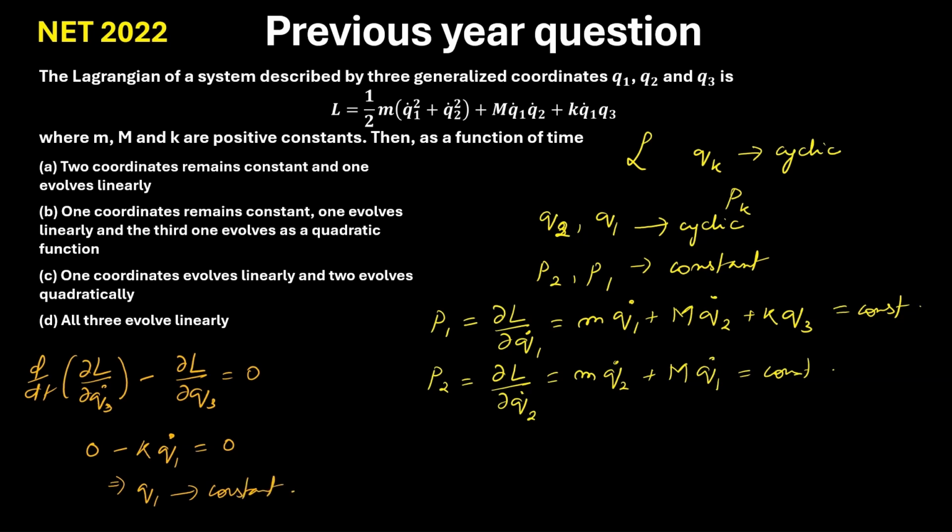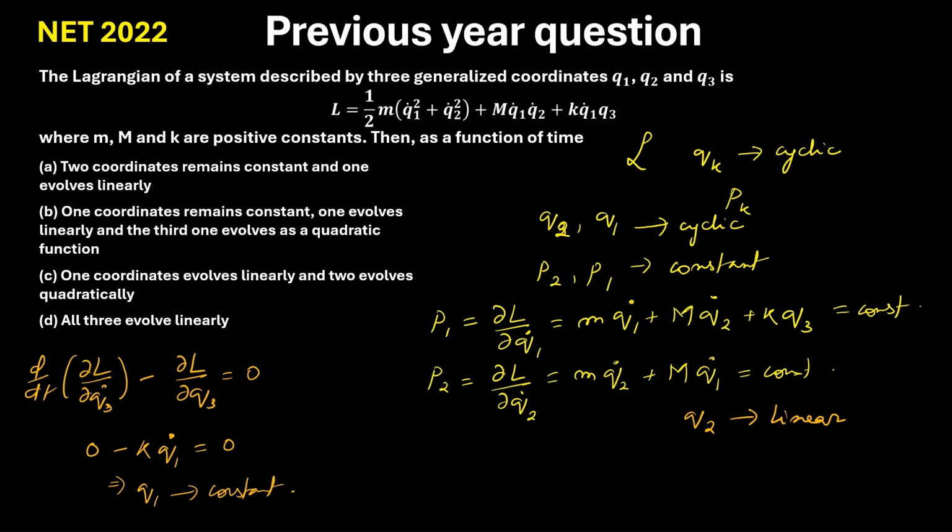Now, if Q1 is constant, then this one also will be 0. Okay, I can use this equation. If Q1 is constant, then this one will be 0. So that means Q2 dot will be constant. If Q2 dot is constant, then Q2 is linear. So I can write here Q2 will be linear.